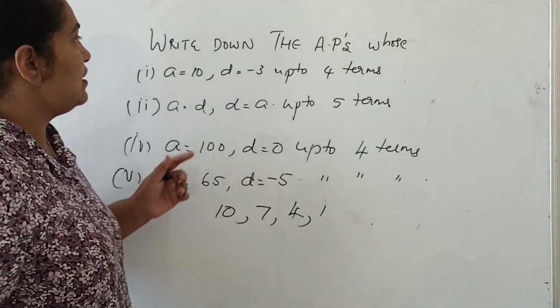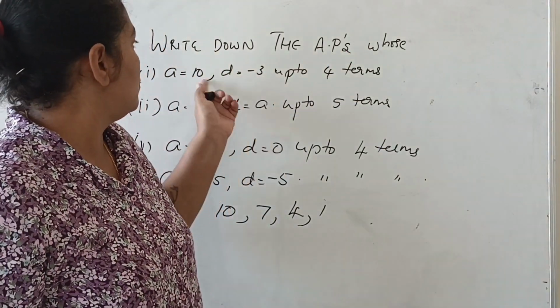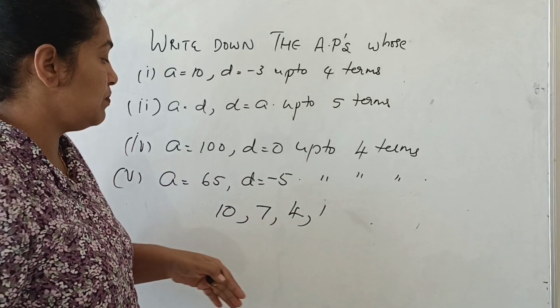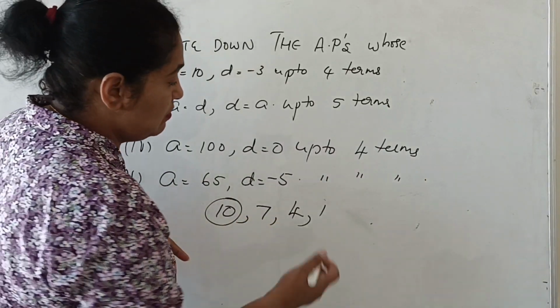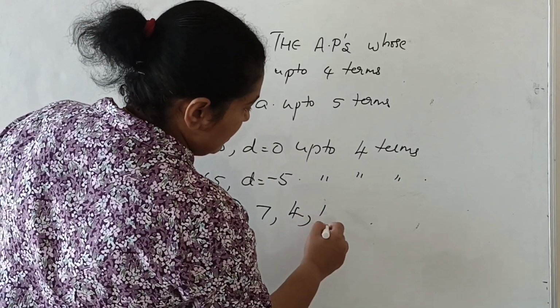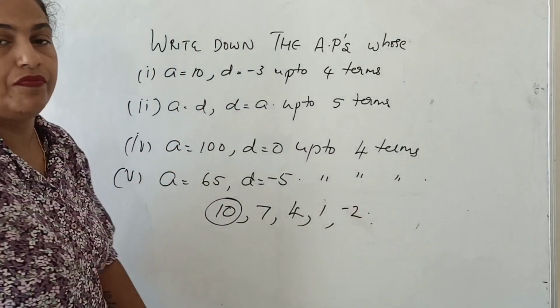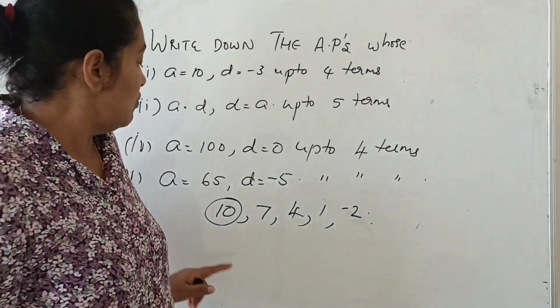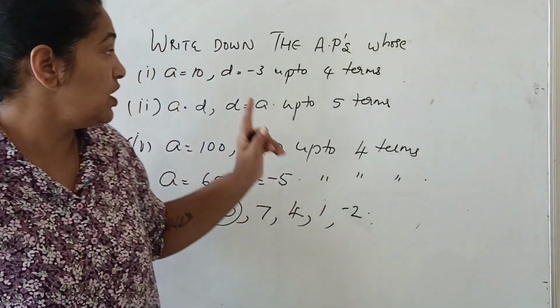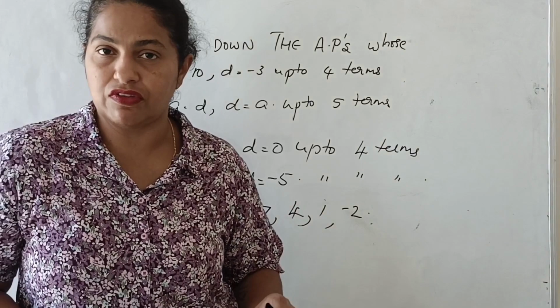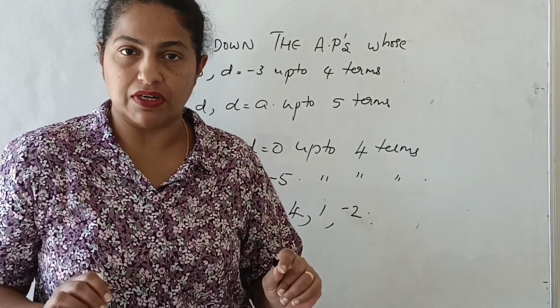How many terms do I need to write? Write down the APs up to 4 terms. So, because the first term was already given to us, I will write one more term. So, 1 plus minus 3 will give me minus 2. Okay. So, 10, 7, 4, 1, minus 2 is the arithmetic progression under the conditions that is given in the first question. Now, let us do the second one.